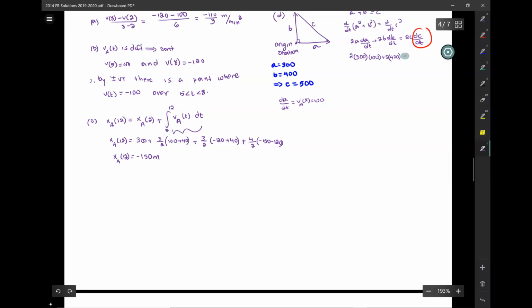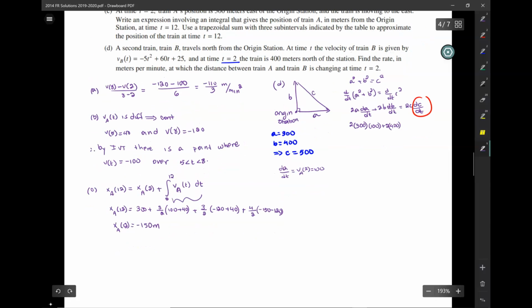times dB/dt. All right, so what is dB/dt? That is the velocity of B, so vB at t equals 2, and we're going to use this equation for that one. So that's going to be -5 times 4 plus 60 times 2 plus 25. So that is going to be 125, is equal to 2 times c, 500, dC/dt.